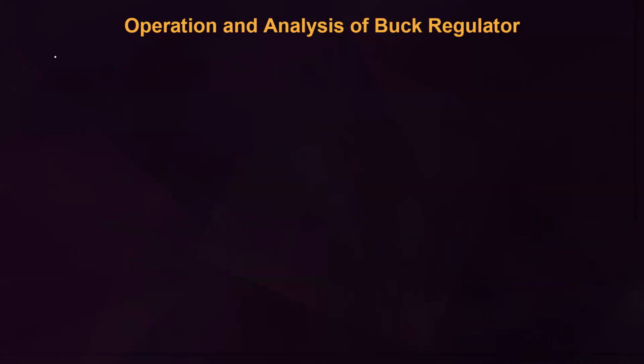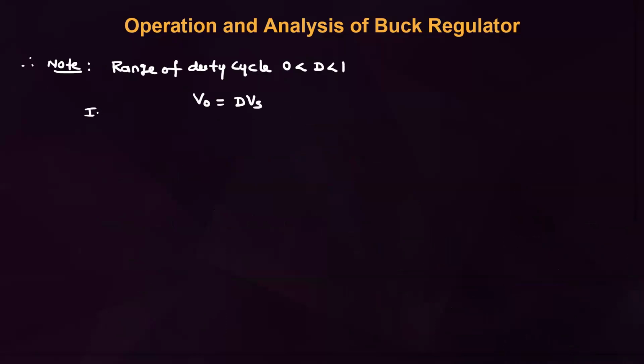Friends, what is the range of duty cycle? In general, the range of duty cycle is 0 less than D less than 1. Always in between 0 to 1 only. V not equal to dVs, in buck regulator, that is in step down chopper.